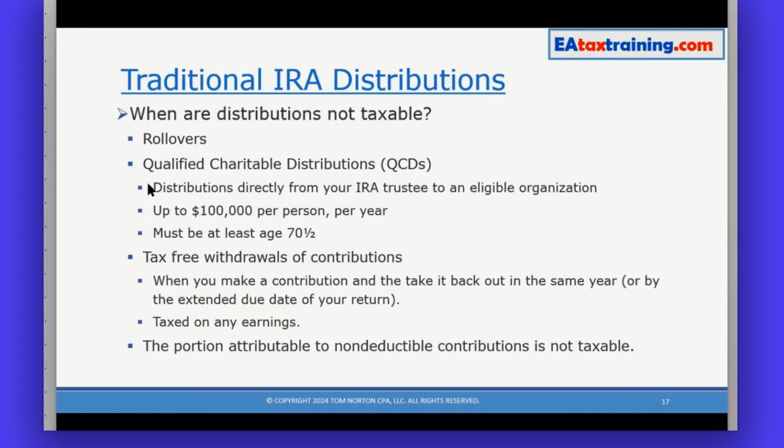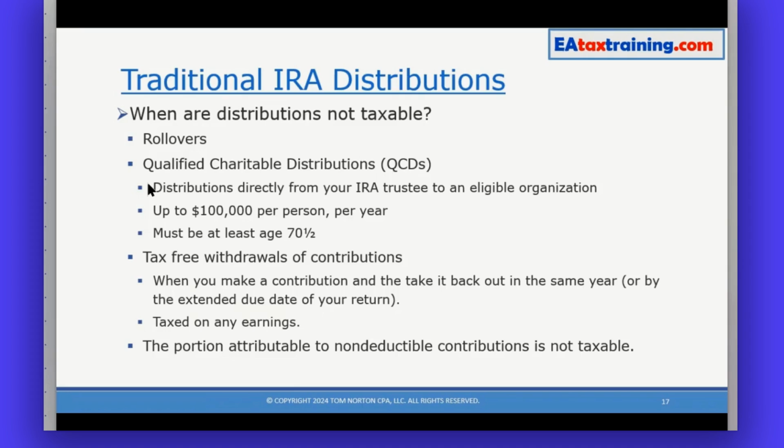Now, it is limited to $100,000 per person per year. So if you have a very large account, you could do $100,000 this year, $100,000 next year, etc. But it's limited to $100,000 per person per year. And you must be at least age 70 and a half in order to take advantage of this. But if you have a client in this situation, this is a really good deal. If they want to contribute to a charity anyway, then this is a way to get money out of their IRA without having to pay tax. And they can do this whether or not they itemize deductions.